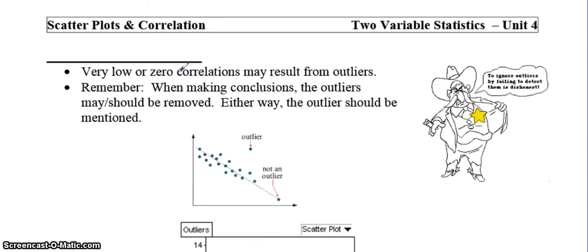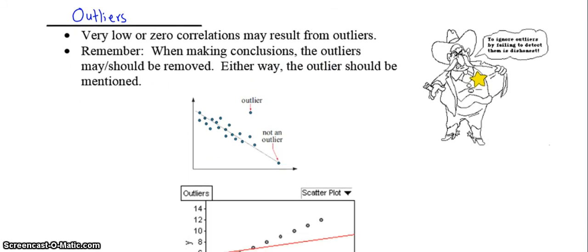So very low or zero correlations may result from outliers. Remember, when making conclusions, the outliers may or should be removed. So you may want to remove the outlier, or you may want to keep the outlier in. Hopefully what you'd want to know is why that outlier exists. Was it a mistake, or was it just a real point, just vastly different from the others? Either way, the outlier should be mentioned in your conclusion.